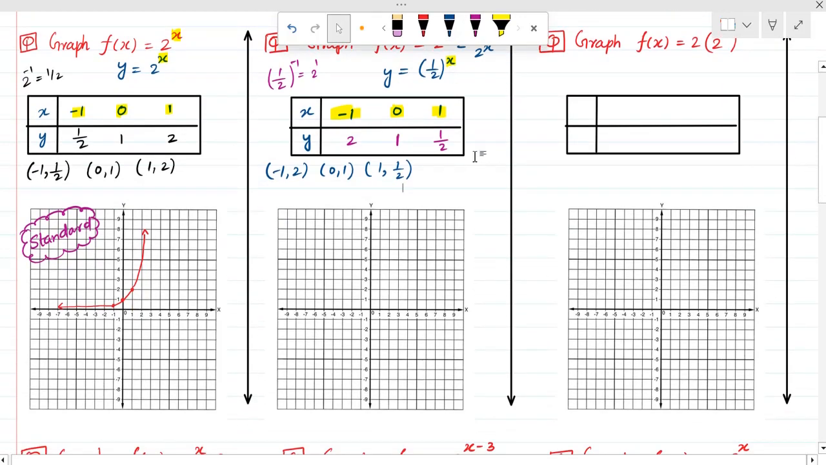Now I just plot these points on the graph. So you will get minus 1 and 2, it will be here. Then we will have 0 comma 1, it will be here. Next 1 comma half, it will be here. So if you join, the line will look like this. So this is the line you have.